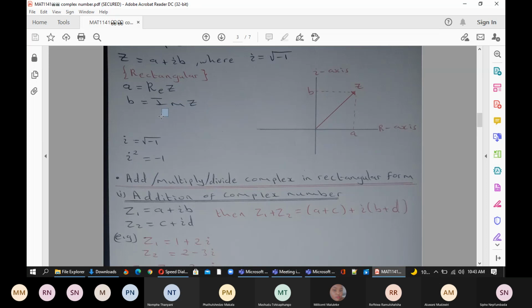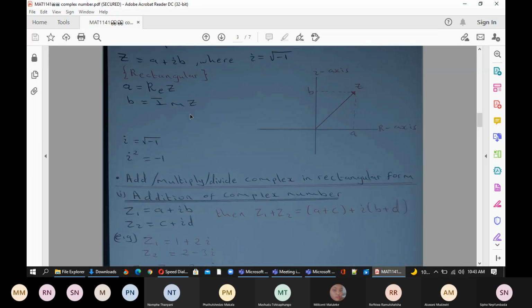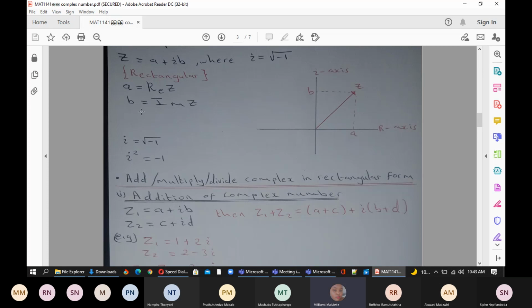Im(z) is the what? Remember, b is an imaginary. Im is the imaginary of z. This means that is the imaginary of z, and this means that is the real number of z. Are we still together? It's a shortcut: Re for real number, Im for imaginary.